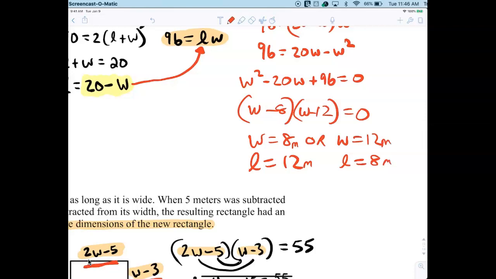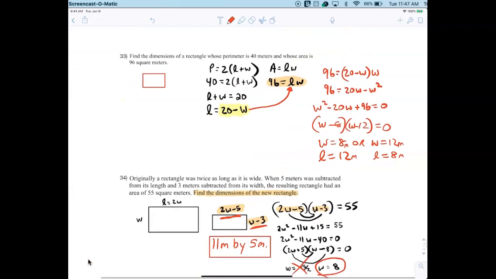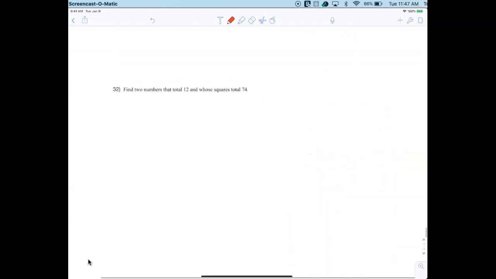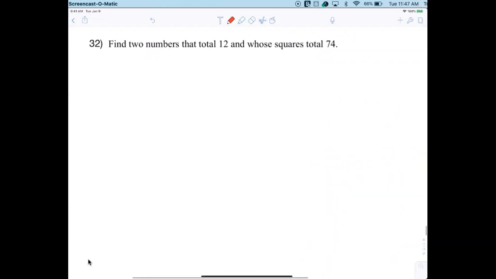Yeah, that wasn't that hard. All right, setting it up is the hard part. Once you set it up, you're trying to create a quadratic. Then you set your quadratic equal to 0. Then you factor. All right, so here we go. Let's see what you can do. I want everybody to try to write the equations for number 32. Give you 30 seconds. Try to write the equations for number 32.